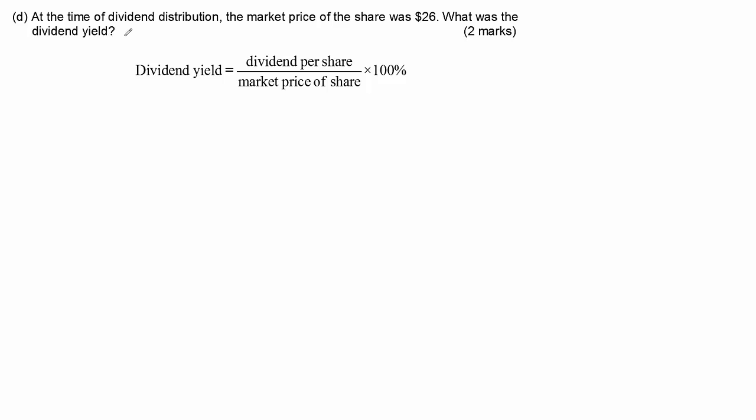At the time of the dividend distribution, the market price of the share was $26. What was the dividend yield? Well, we can see the formula here. So the dividend per share, we've already worked that out in the previous part, that was $3.75. Market price of the share was 26, and multiplied by 100 to make it into a percentage.